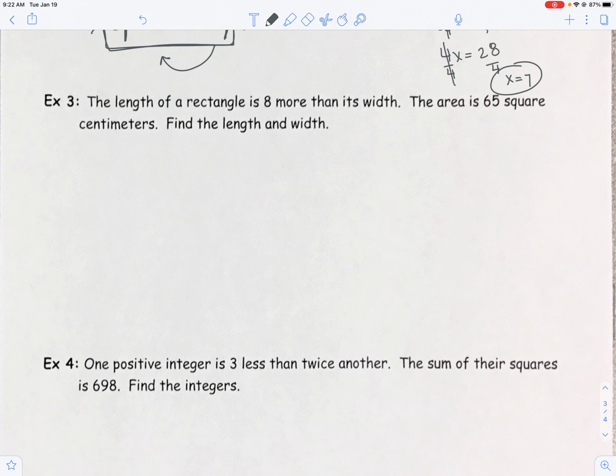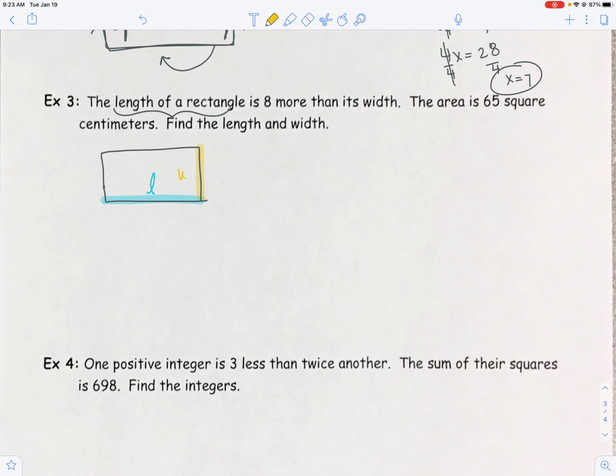All right, example 3, the last one that we're going to actually do in the video. The length of the rectangle is 8 more than the width. The area is 65 square centimeters. Find the length and the width. As I'm reading this, I see that it says length of a rectangle, so I'm going to draw a rectangle on my paper. This side is the length. The length of the rectangle is 8 more than the width.